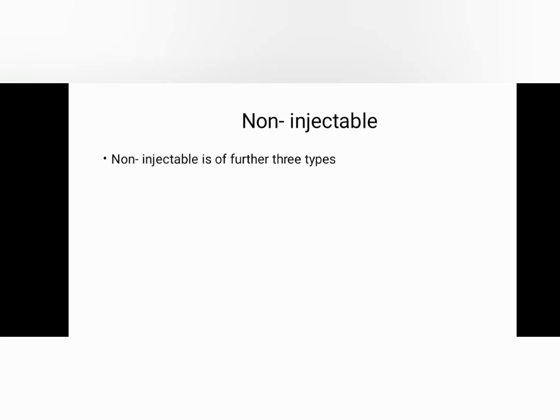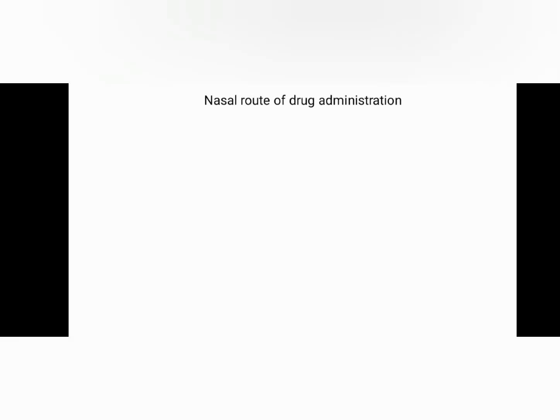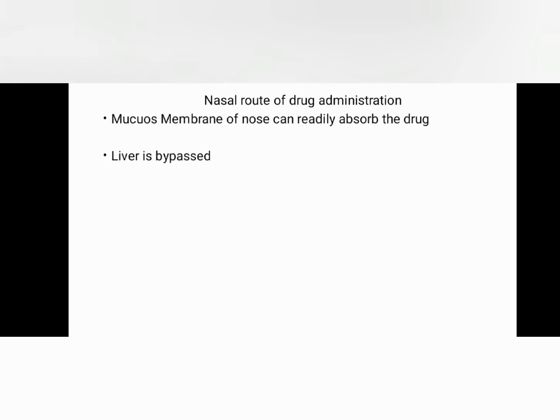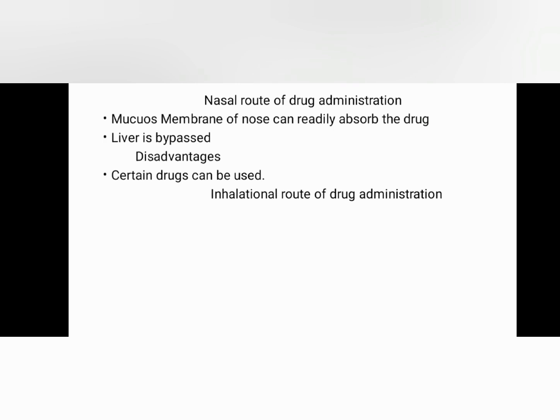Non-injectable is further of three types: nasal route, cutaneous route, inhalational route. Nasal route of drug administration. In this route, the drug is directly applied to the nose, so the mucous membrane of the nose readily absorbs the drug. In this route, the liver is bypassed. The disadvantage is that only certain drugs can be used.